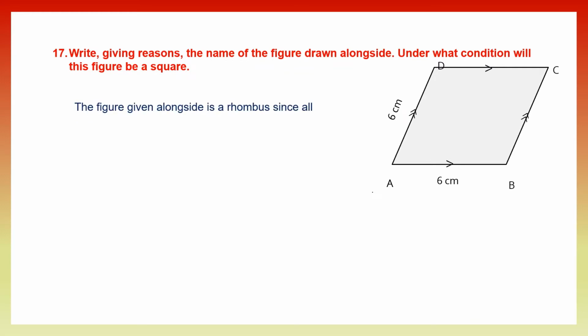Now the figure given alongside is a rhombus since all its sides are equal. As you can see, 6 centimeters each. So that is a rhombus. It's a figure in which all four sides are equal. Then this figure will be a square if any of its angles is 90 degrees. If it has one angle that is 90 degrees, it's understood that all the other angles also will be 90 degrees. So this is the condition. Any of its angles should be 90 degrees. The first part of the question, the figure given is a rhombus. So we've got both the answers.